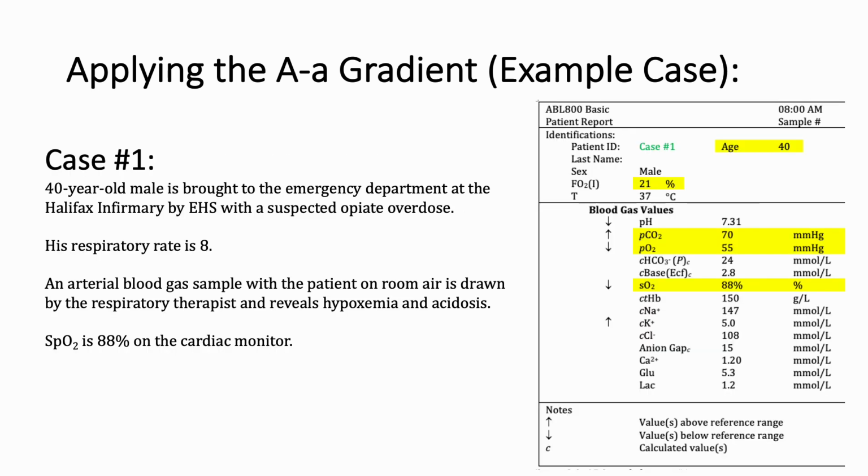So looking at case 1, we've got a 40-year-old male who's brought to the emergency department at the Halifax Infirmary via EHS with a suspected opiate overdose. His respiratory rate is 8. An arterial blood gas sample with the patient breathing room air is drawn by the respiratory therapist and reveals hypoxemia and acidosis. The SpO2 on the cardiac monitor is 88%, and you see the corresponding ABG here in front of you.